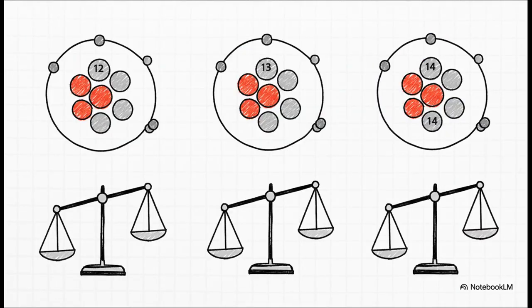Magnesium is a great example. See, every magnesium atom, no matter what, has 12 protons. That's its identity. But you can find magnesium atoms with 12 neutrons. We call that magnesium-24. Or you can find them with 13 neutrons, that's magnesium-25. And yeah, even some with 14 neutrons, or magnesium-26. They're all still magnesium, just a slightly heavier or lighter version.